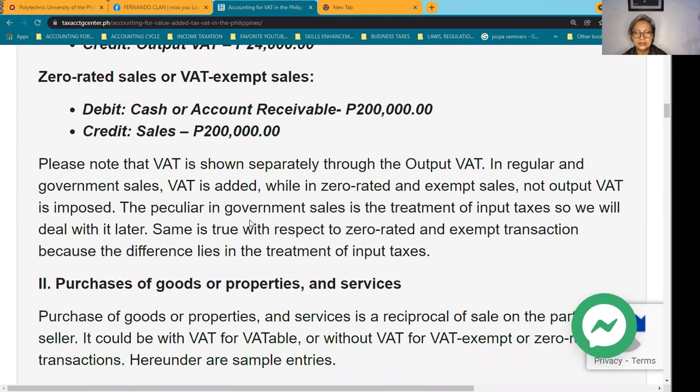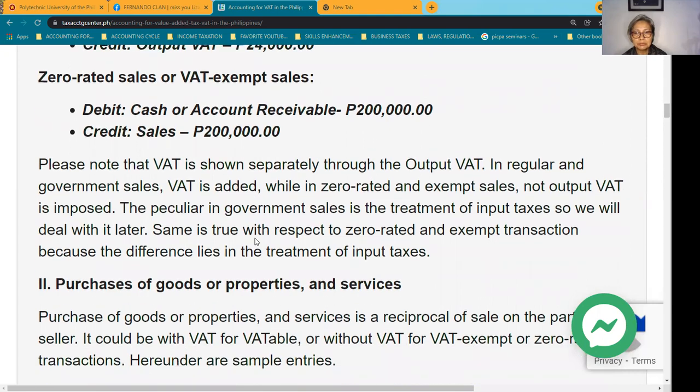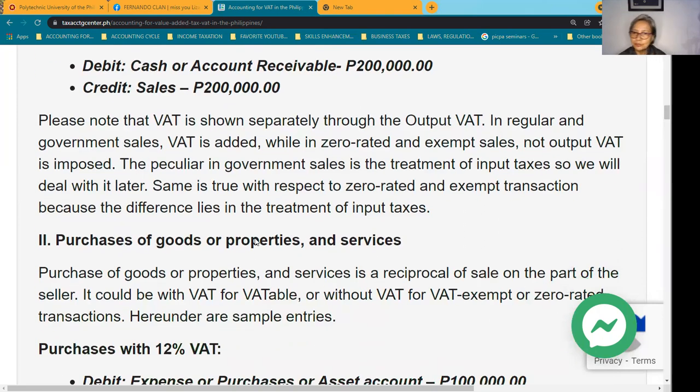So, sa zero-rated transaction, hindi natin nilalagyan ng output VAT kasi nga zero-rated ito. Pero yung input taxes nito can be claimed as refund or tax credit for other tax liabilities. Yun yung dahilan kung bakit yung iba nagpapa-register as VAT kahit na hindi mataas yung sales nila, kasi they can claim the input VAT.